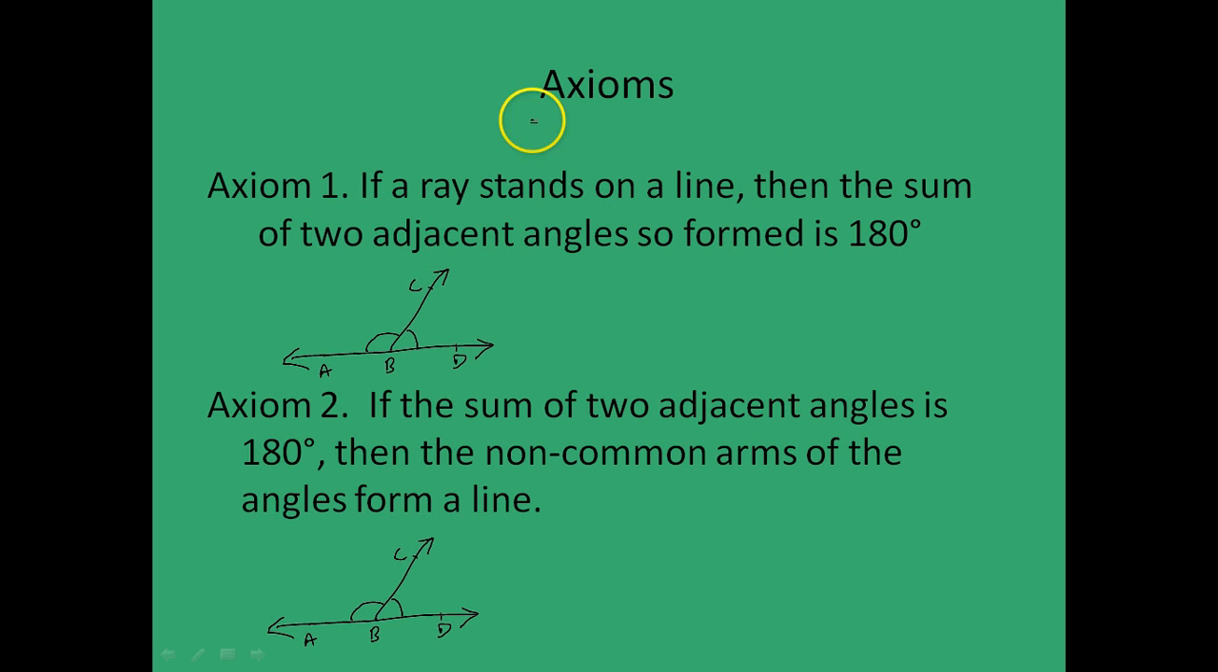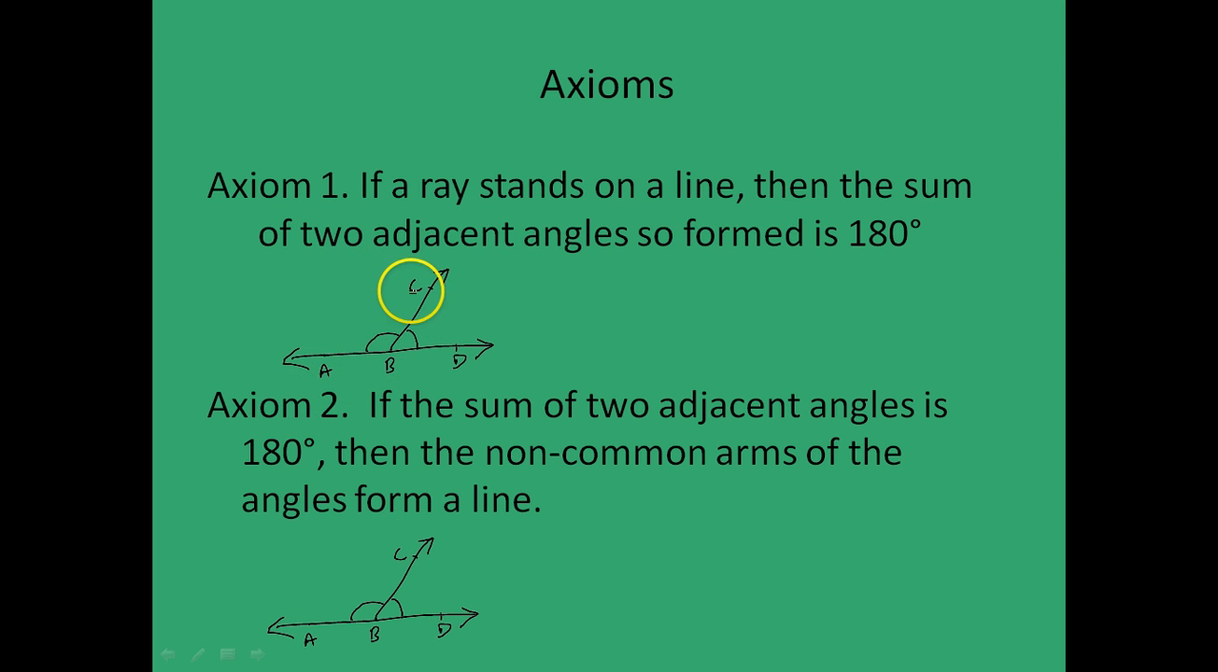Now let's look at some axioms which are there in discussion of lines and angles. Axiom number 1: if a ray stands on a line, then the sum of two adjacent angles so formed is 180 degrees, which is pretty much evident from the picture itself. Obviously, there is no proof to this statement because this is an axiom. But you can look at this.